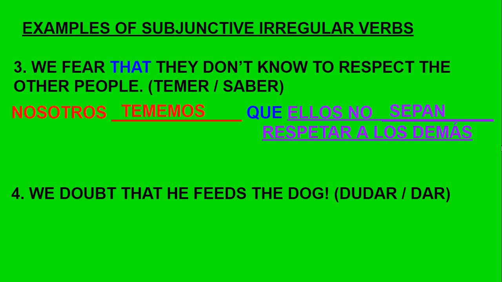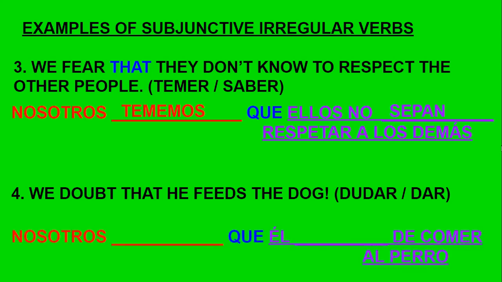Then it says, we doubt that he feeds the dog. Okay, so what is the nosotros form of dudar? Nosotros dudamos que él, and what is that verb for he feed? He give food, okay? Él dé de comer al perro. That phrase dar de comer means to feed, okay? When you're talking about animals, you give to feed the dog. So que él dé de comer al perro. There's an accent on dé.